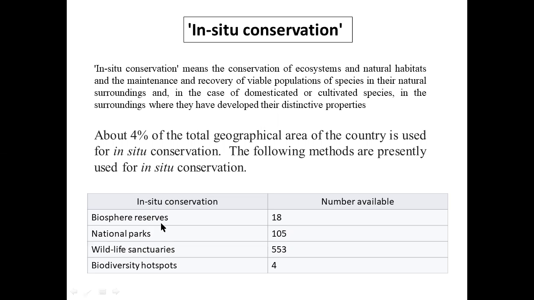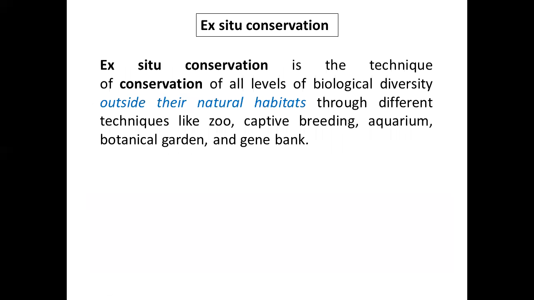First one is biosphere reserves, that is 18 numbers. Second is national parks, that is 105. Third one is wildlife sanctuaries, that is 553. And last one is biodiversity hotspots, that is only 4. So these are the places where you can say it is in situ conservation.